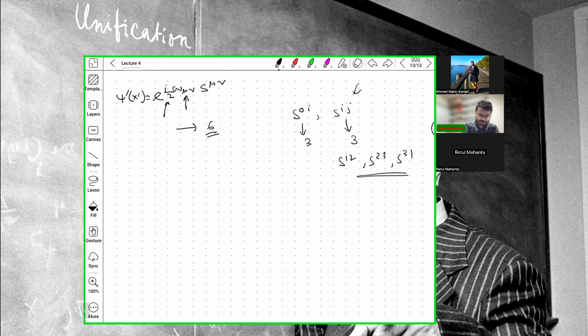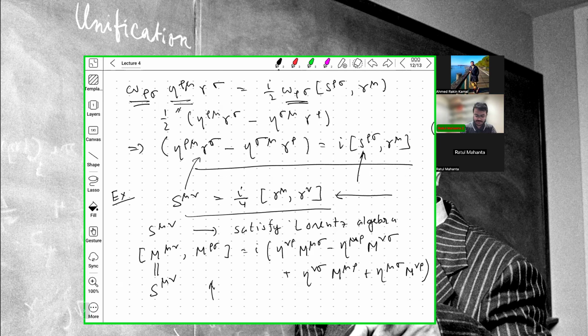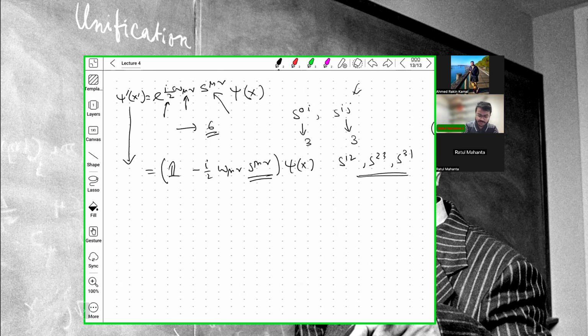They are matrices because they act on psi. When you take an infinitesimal transformation, this is identity minus i by 2 omega mu nu S mu nu acting on psi of x. So these should be matrices, and we have seen that they are nothing but 4x4 matrices that can be written in terms of gamma matrices. They also satisfy the Lorentz algebra, as they should, because we are expecting psi to transform in a representation of the Lorentz group.